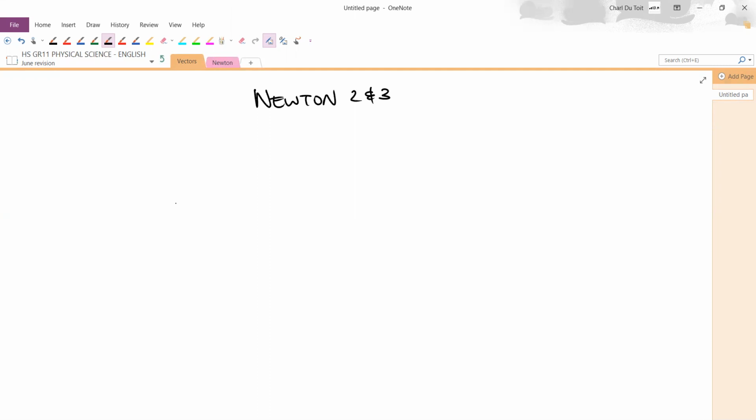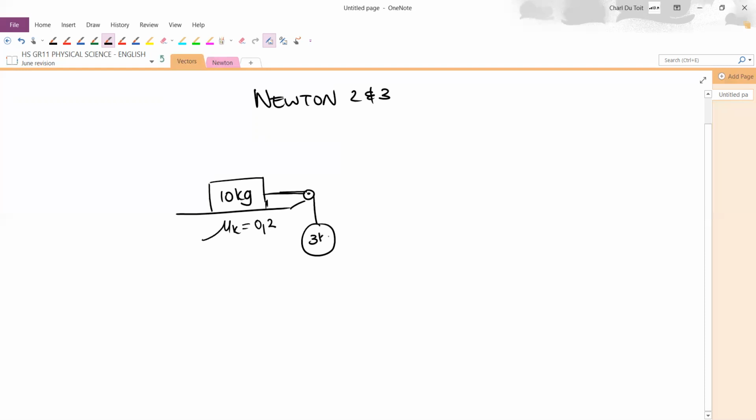Right, let's assume that I have a surface there and there's a box or an object with a weight of 10 kg. And I have a kinetic coefficient of friction of 0,2. And then there's a frictionless pulley system with a rope and a mass of 3 kg.